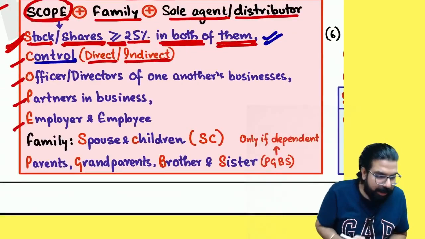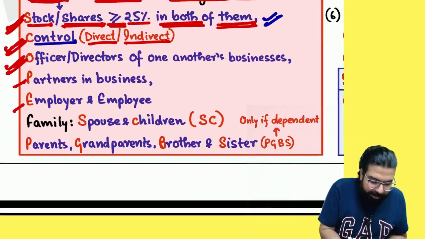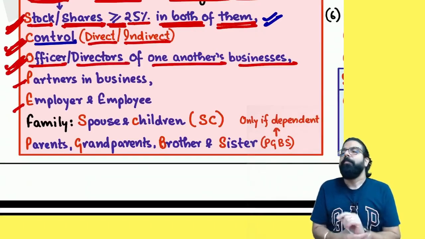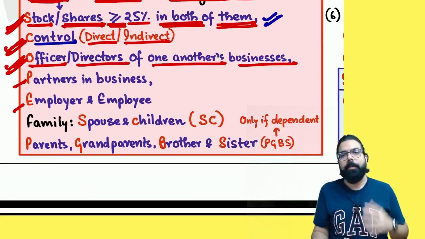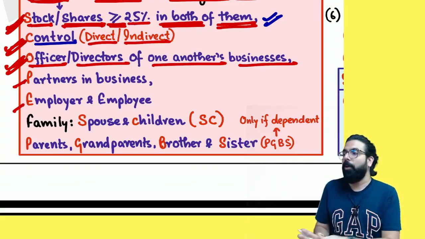People, stock share clear, control clear. Third is officer or director of one another's business. One minute. I'm a director in my business. Me and my business are related persons. For the business, I'm the related person.